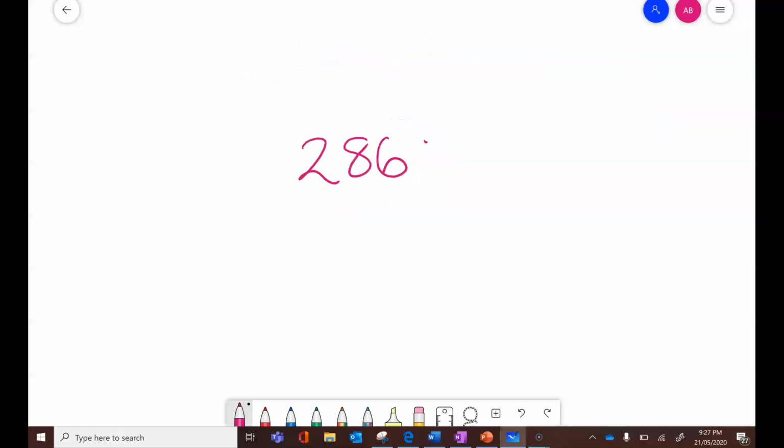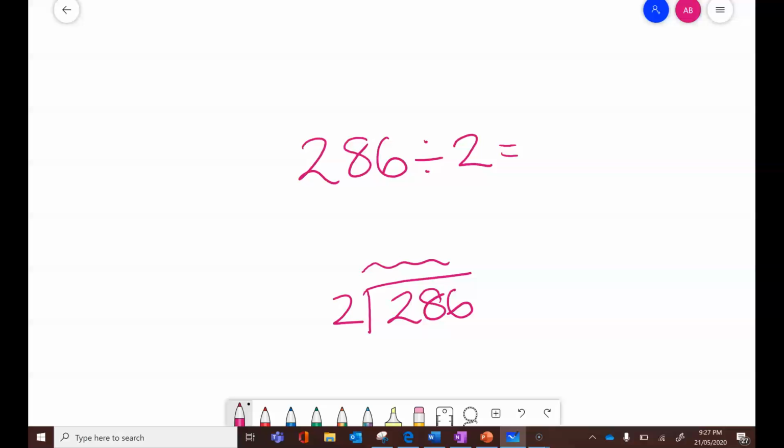The next one we'll do is 286 divided by 2. So we'll put this into our algorithm. 286 divided by 2. So split into 2 groups. And let's find out the answer on our top line. So we can just start looking at 2. Remember, we're just treating it like a digit. 2 divided by 2 is 1.